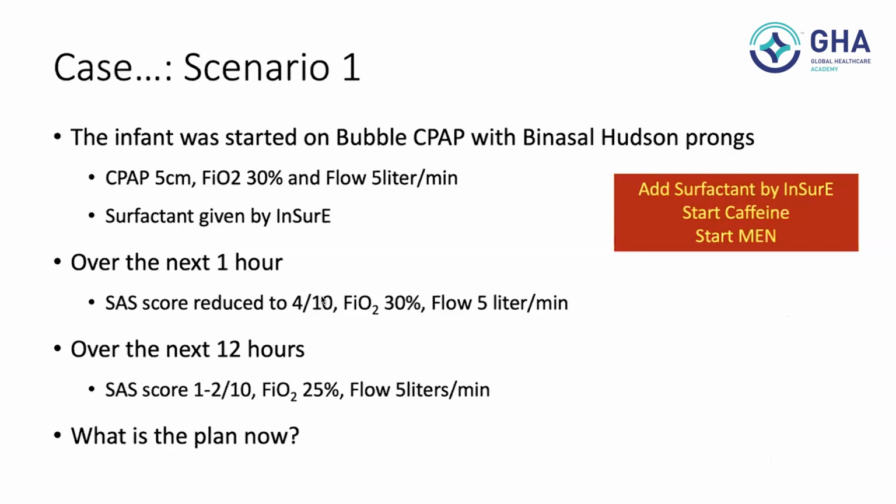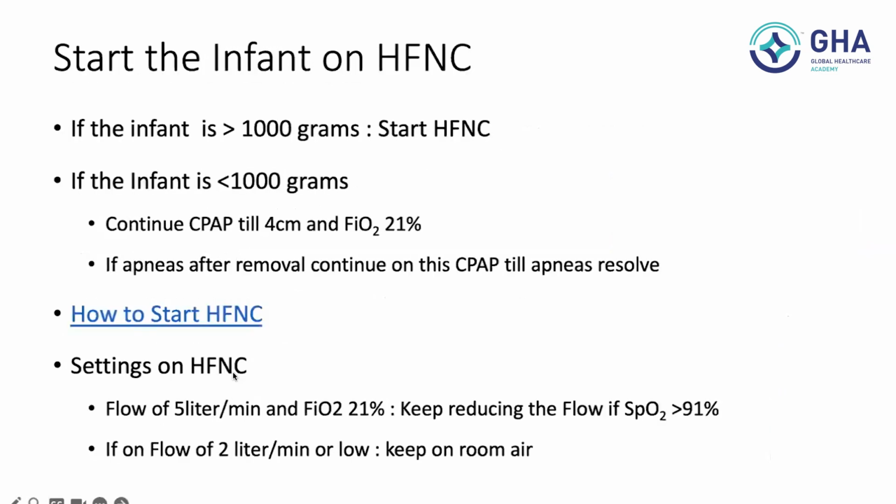And at the same time, every effort was made so that the colostrum from the mother was given into the mouth of the baby. And the baby was also started on minimal enteral nutrition, 2 ml, early. Right from admission, we started giving feeds for this baby. So what is the next plan? The next plan is this baby should be started on HFNC or continued on CPAP. Suppose this baby is more than 1 kg; this baby was 1040 grams.